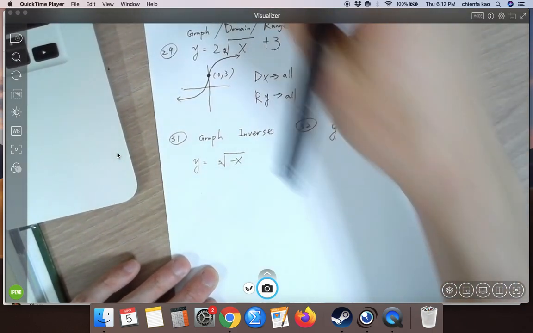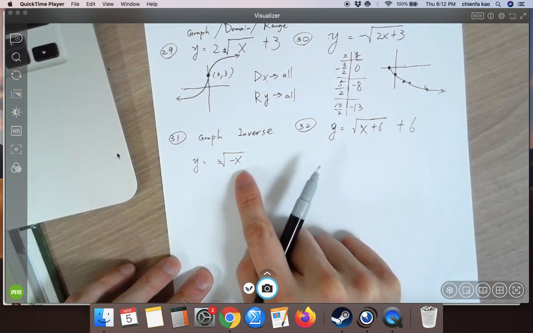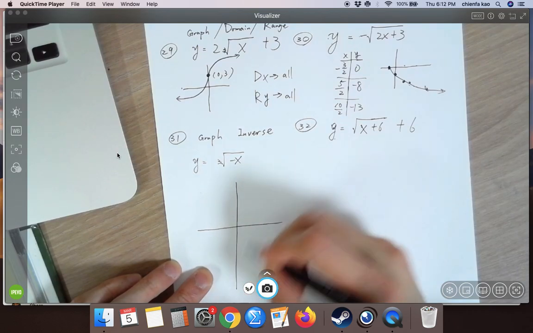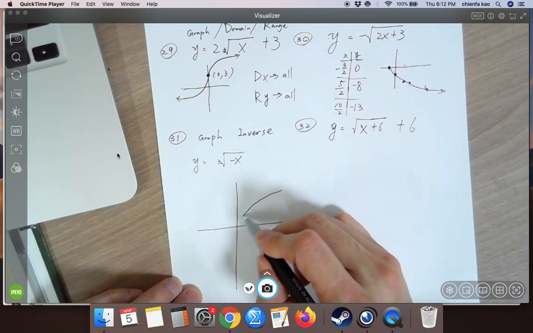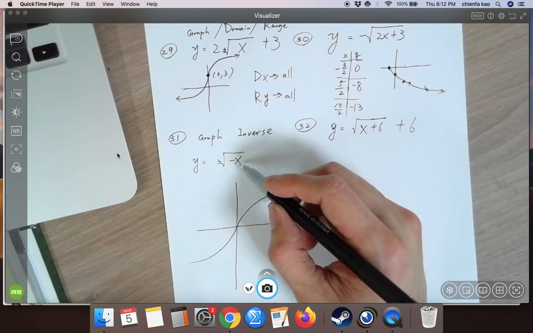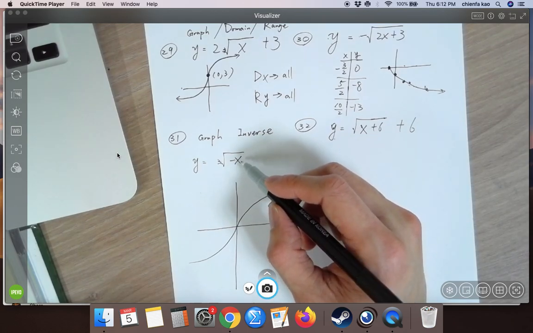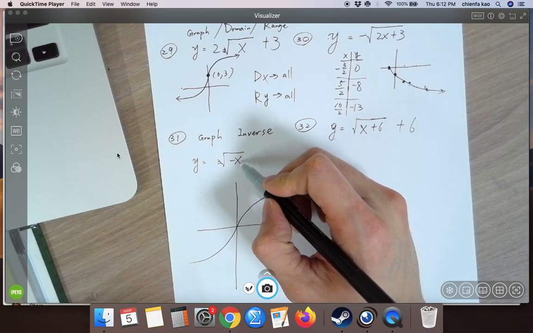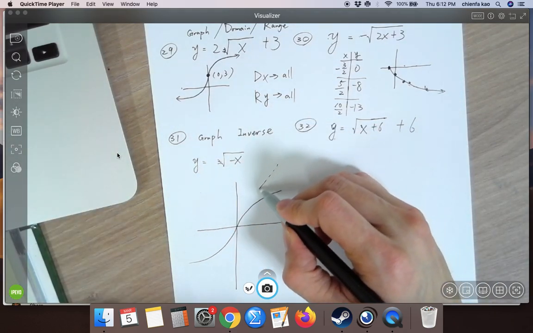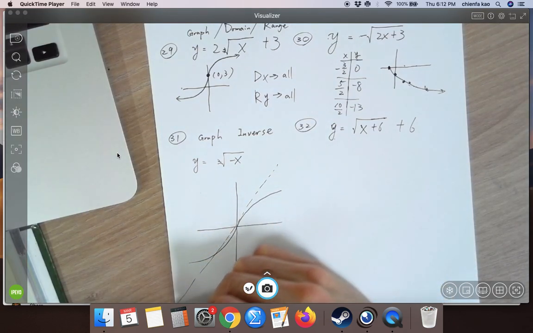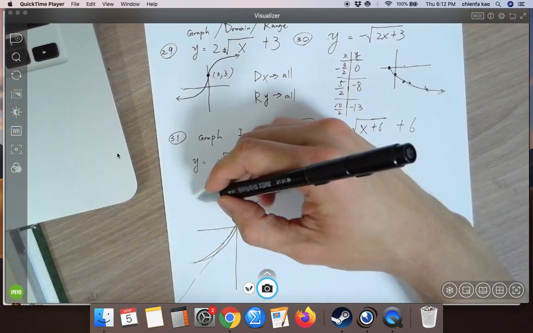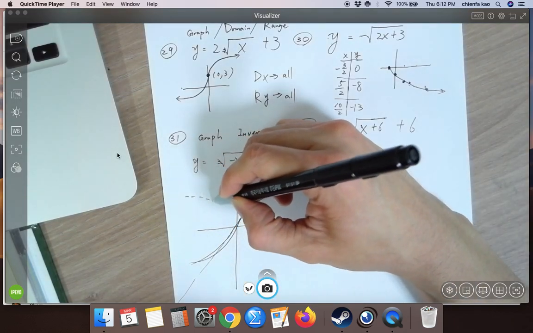All right, graph inverse. This is the practice that you need to do. Okay, here is the original function. The original function looks like this. And then now, this one reflects across the x-axis. Because positive x is now negative x, and negative x is now positive x. So you can do it like this. Okay, well, this one is not pretty, but I did my best. So that's your answer.